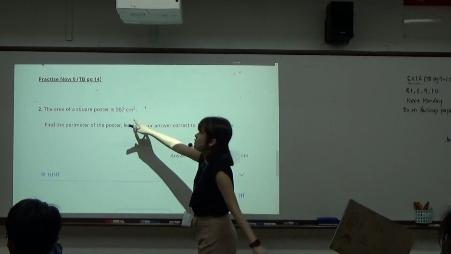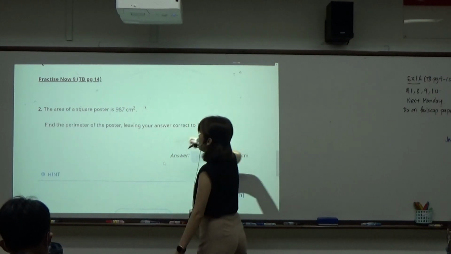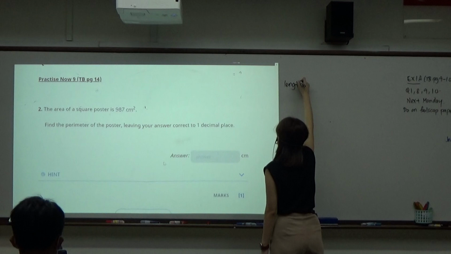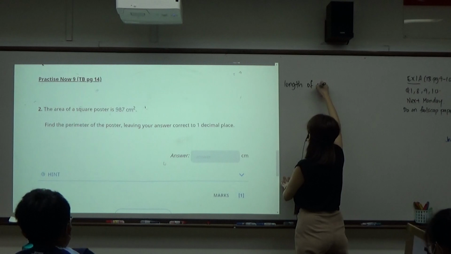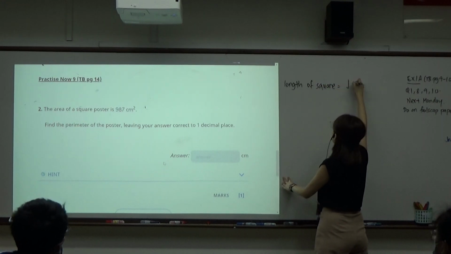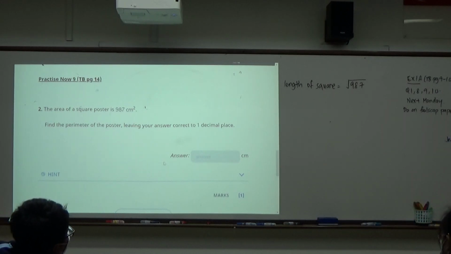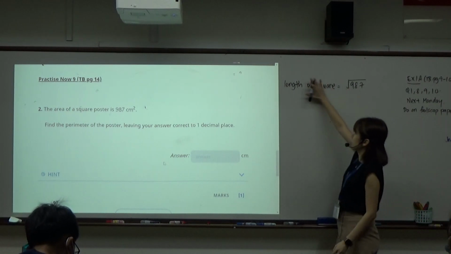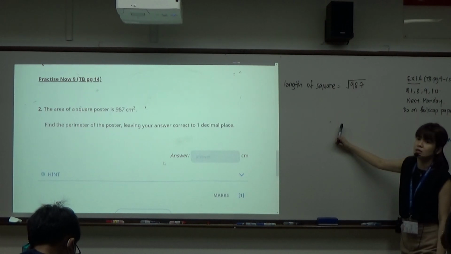The question says the area of the square is 987. I think we all know that in order to find the length of the square, I need you to actually write down: length of the square is equal to square root of 987. This is proper presentation. I will expect this in your homework and everything you submit. It will no longer be acceptable if you don't give me this sentence and just calculate for me. Clear presentation is expected when it comes to secondary school.